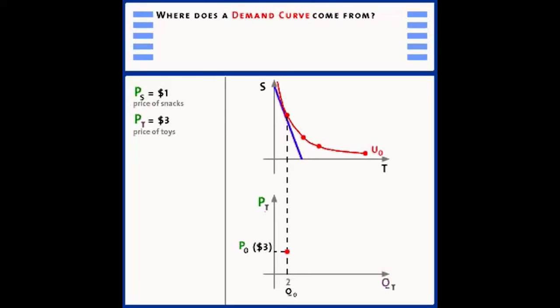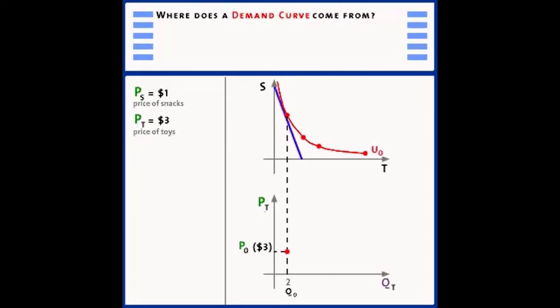Vertically, the graph down below measures the price of toys. So our original price of toys, which was $3 per toy, I call that P0, the original price. At a price of $3 per toy, our consumer wanted to buy two toys a week, say. So here's a point on the demand curve. At a price of $3 per toy, the consumer chooses to buy two toys a week.